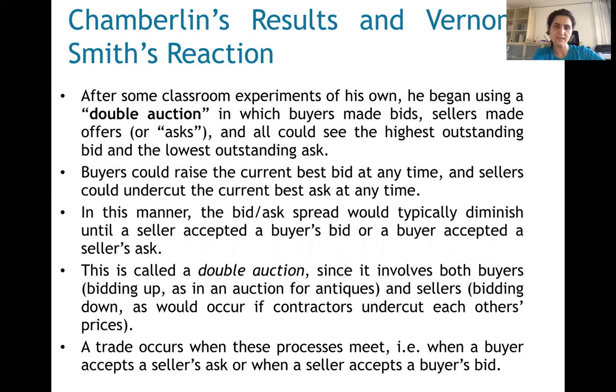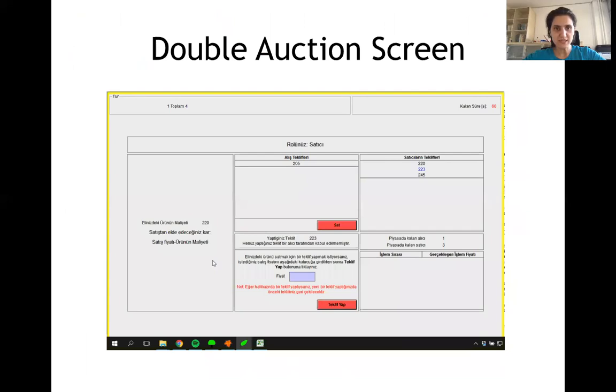This is the reason why we have a double auction. A trade occurs when these processes meet, when a buyer accepts a seller's ask or when a seller accepts a buyer's bid. Okay, this is the double auction description. Actually, they saw such a screen. This is a screenshot. We did an experiment here a couple of years ago.